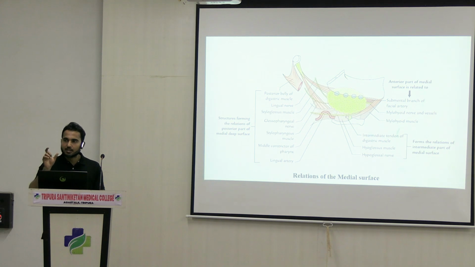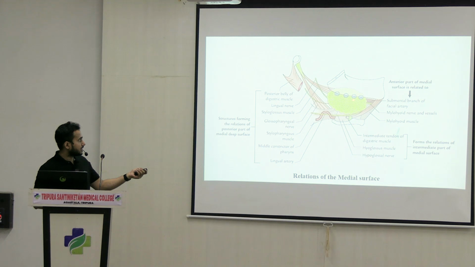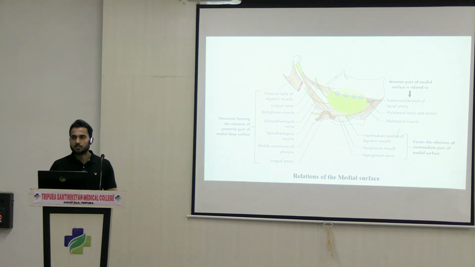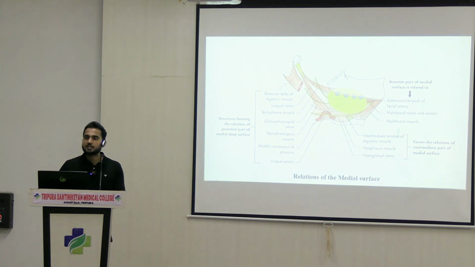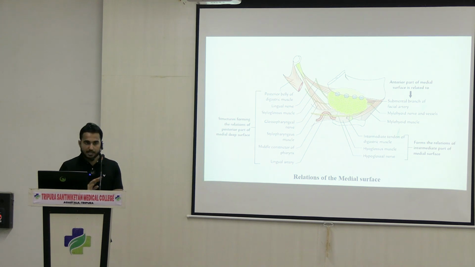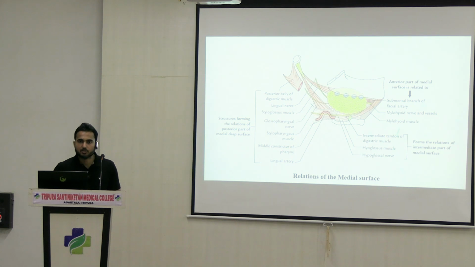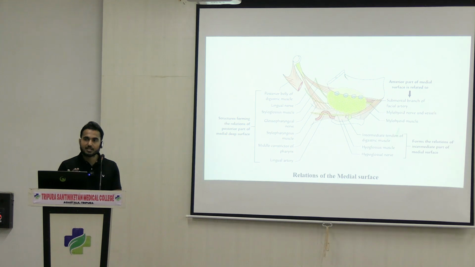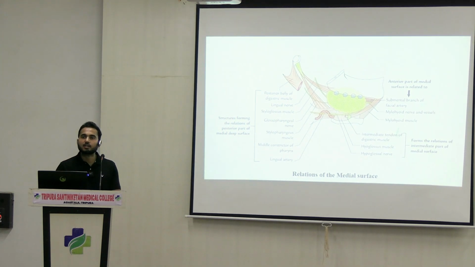Now, as I said, the medial surface is large. That's why the relations are divided into the anterior part, then the intermediate or middle part, and this is the posterior part. So the relations of the medial surface are divided into three parts. You have to understand that with the help of the diagram. Don't learn everything by heart. The inferior surface and the lateral surface I have already shown you. Next is the medial surface, which is divided into three parts for relations.